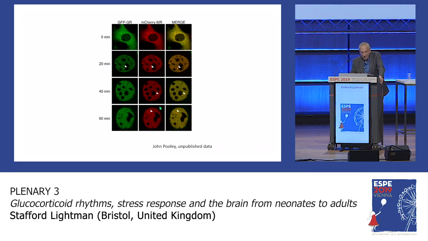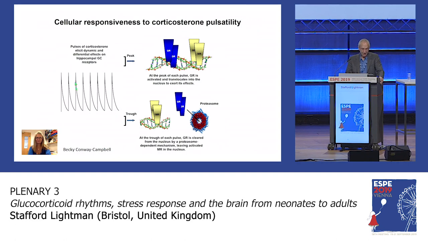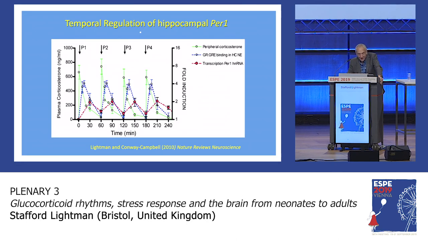bound. So what we're actually seeing then is we're getting pulses of glucocorticoid, and at the peak of each pulse, you've got the glucocorticoid receptor and the mineralocorticoid receptor bound to DNA. And at the nadir of each pulse, the GR comes off the DNA and the MR remains bound. And so, as you can imagine, the pattern of glucocorticoid that is seen by the cell will differentially affect MR and GR. Does it actually matter? Well, it does.